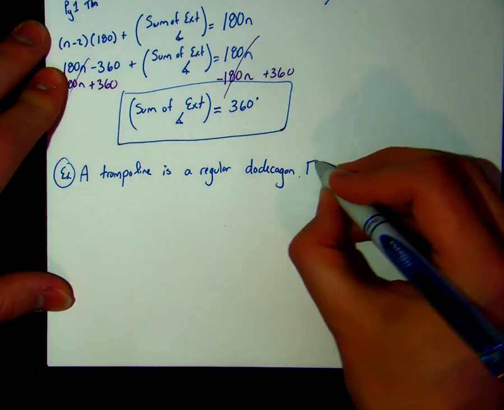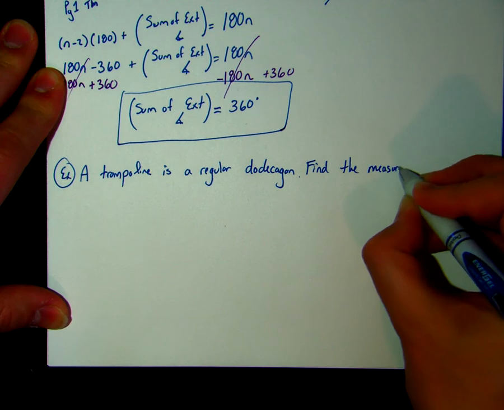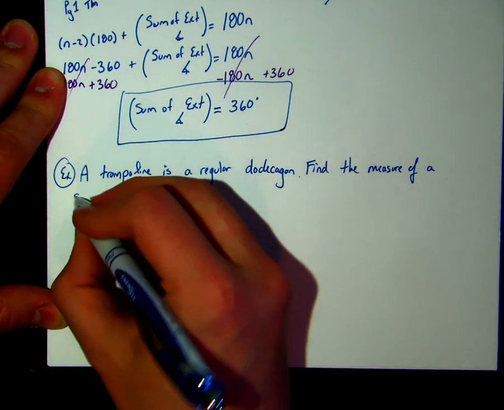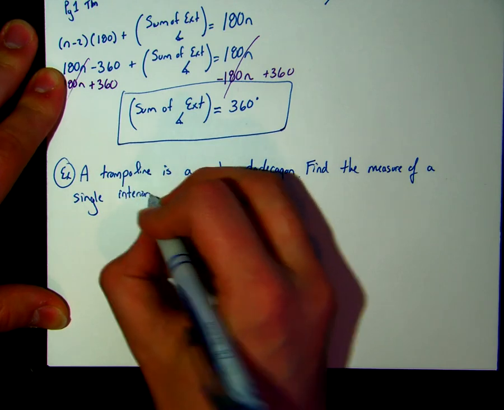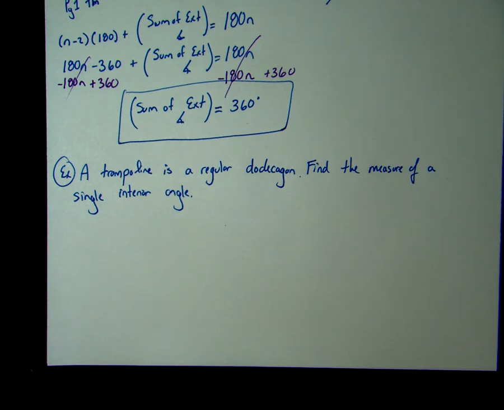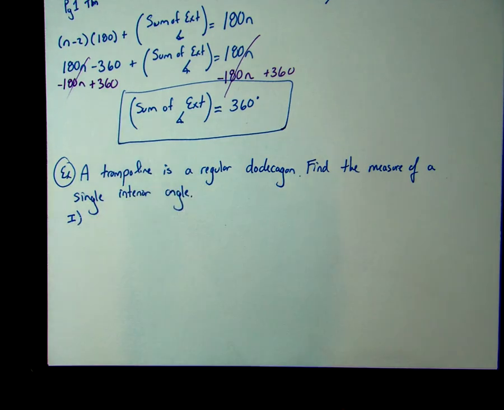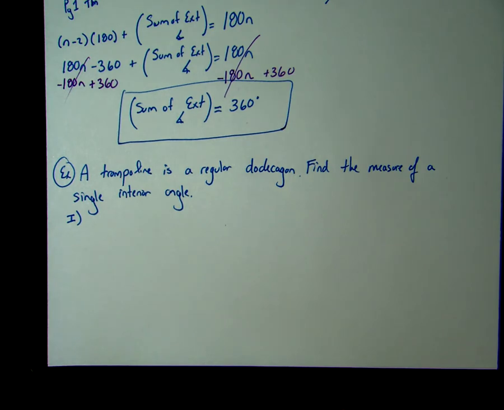We want to find the measure of a single interior angle. There are a couple ways we can do this. Way one is kind of the direct way. I see the words interior angle, so I know that theorem, that the sum of the interior angles is n minus 2 times 180. So I'm going to do that.